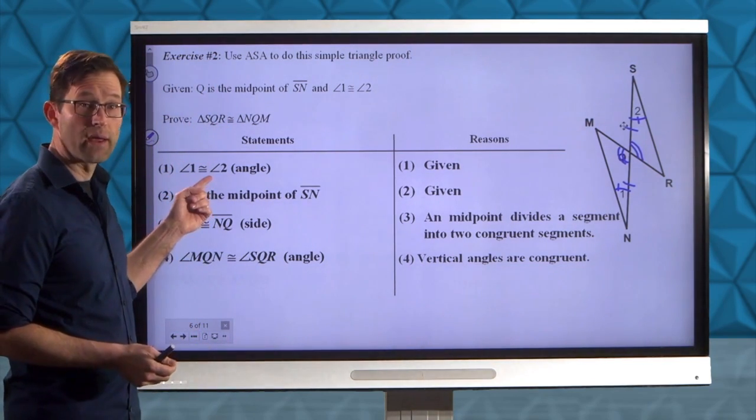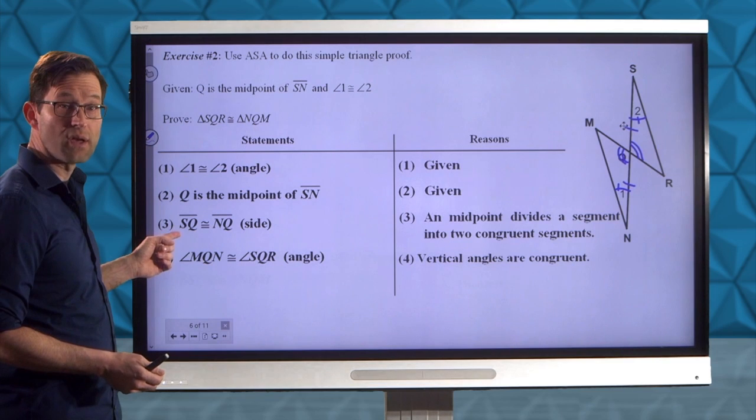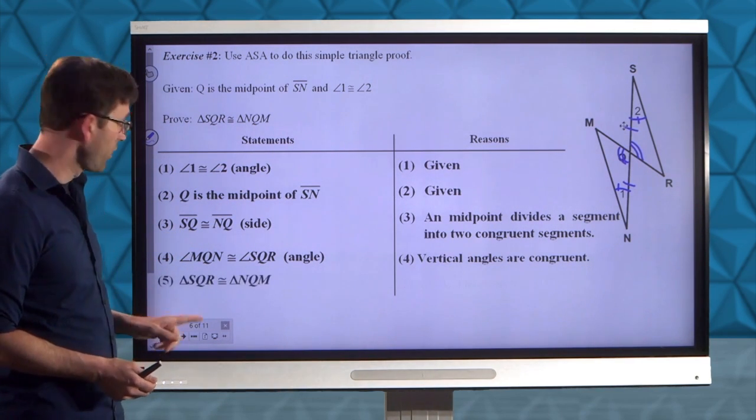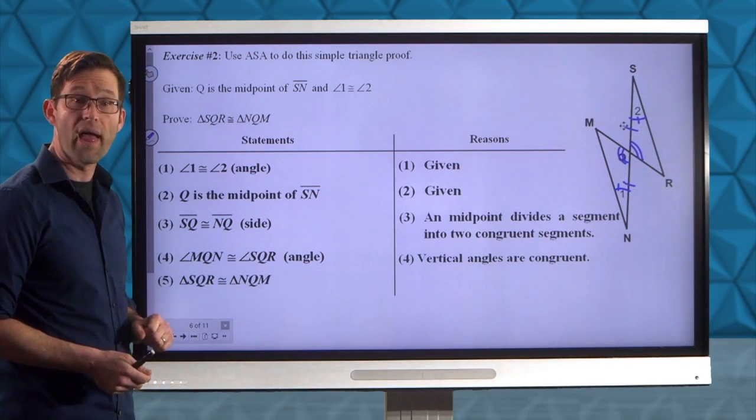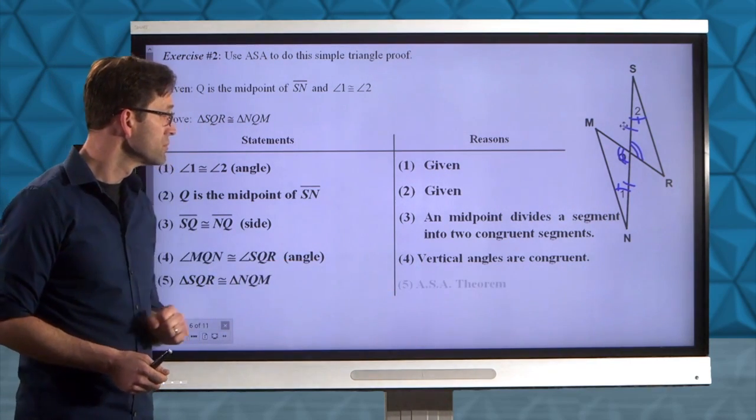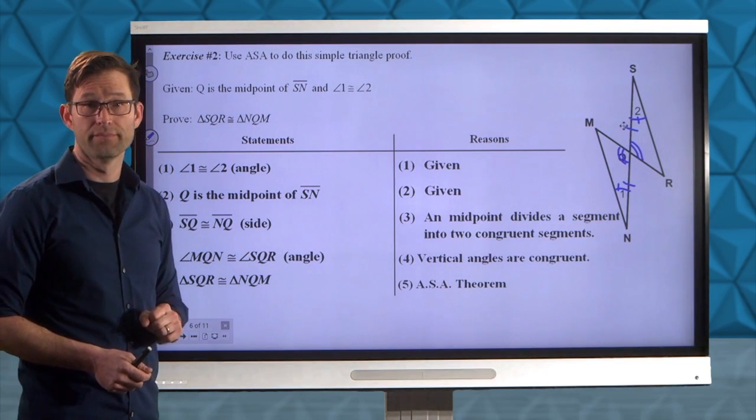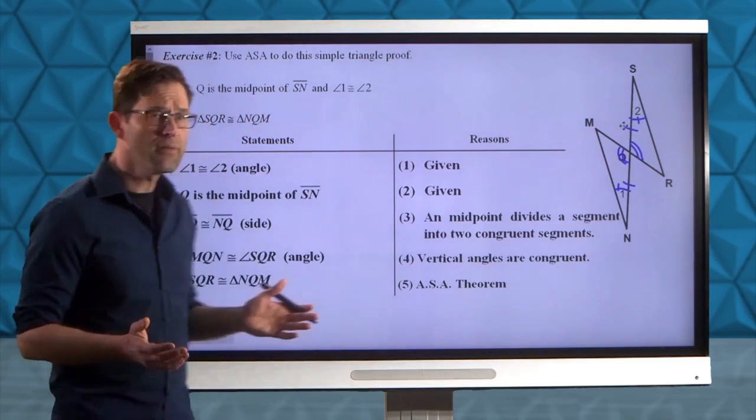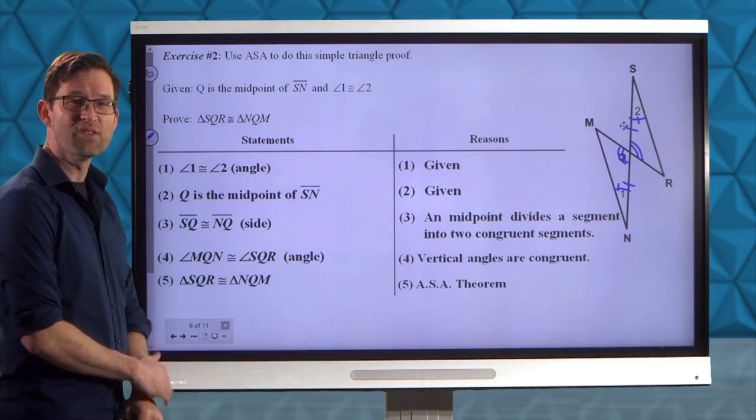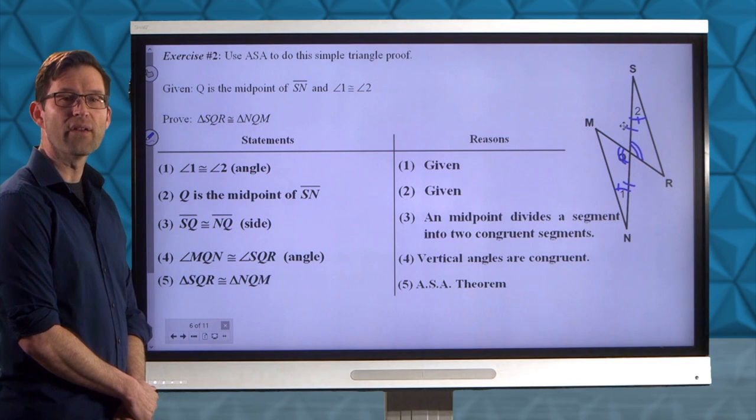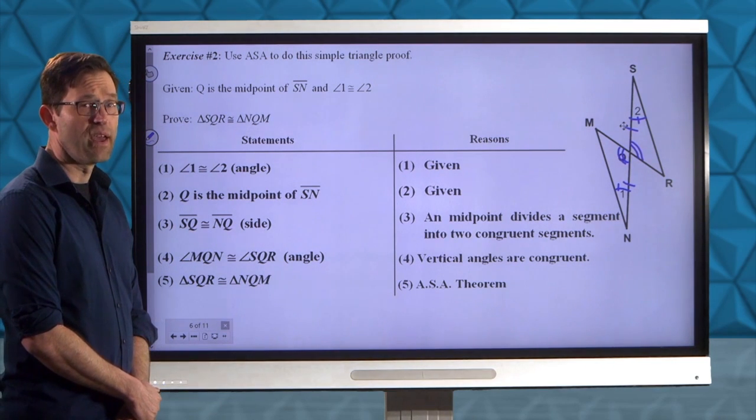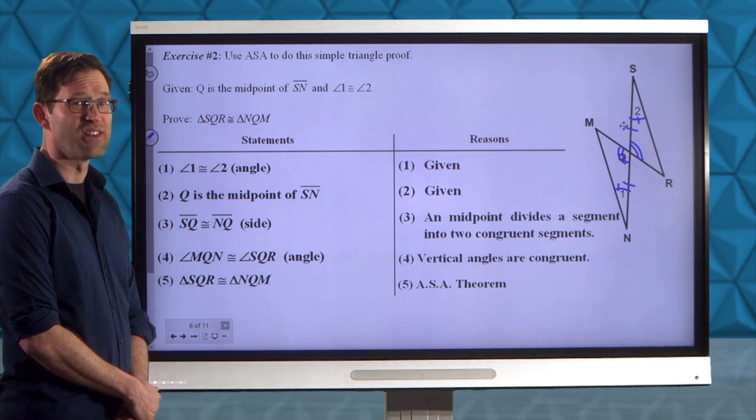But once you have it, then you've got everything. An angle congruent to an angle, a side congruent to a side, another angle congruent to another angle. So we can now say triangle SQR is congruent to triangle NQM by the ASA theorem, by the angle side angle theorem. So simple enough. Again, let me back out of the way so you can take a look, write down any of the reasons you need to, and then we'll move on to our last theorem for the day. Lots of theorems left in this course.